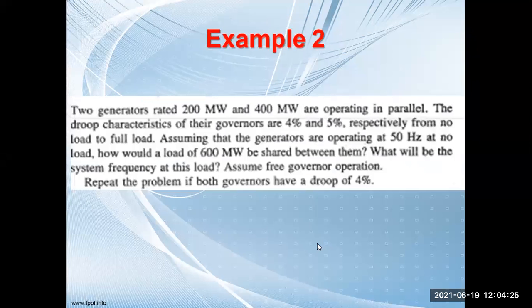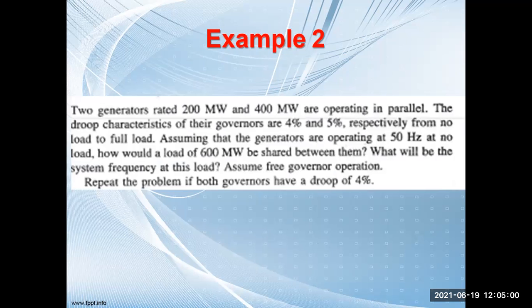Now next problem. Two generators rated 200 megawatt and 400 megawatt are operating in parallel. The droop characteristics of their governors are 4% and 5% respectively from no load to the full load. Assuming that the generators are operating at 50 Hz at no load, how would a load of 600 megawatt be shared between them? What will be the system frequency at this load? Assume free governor operation. Repeat the problem if both governors have a droop of 4%.